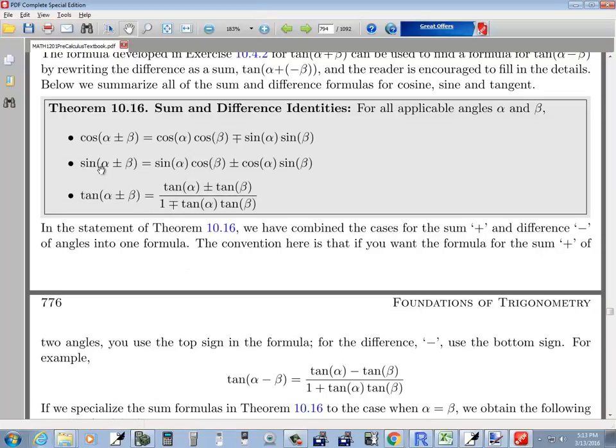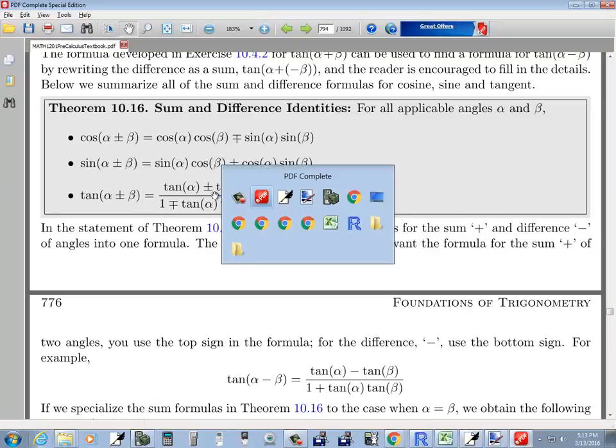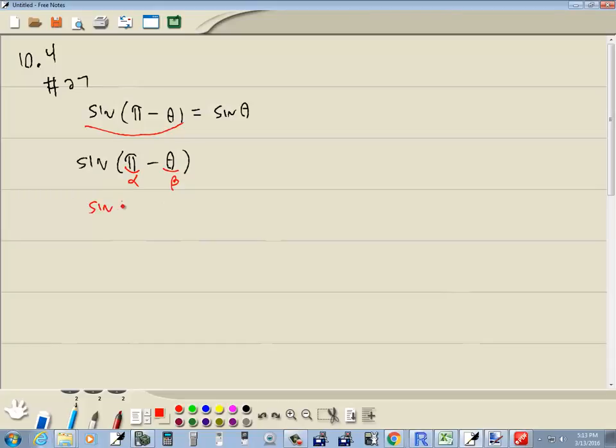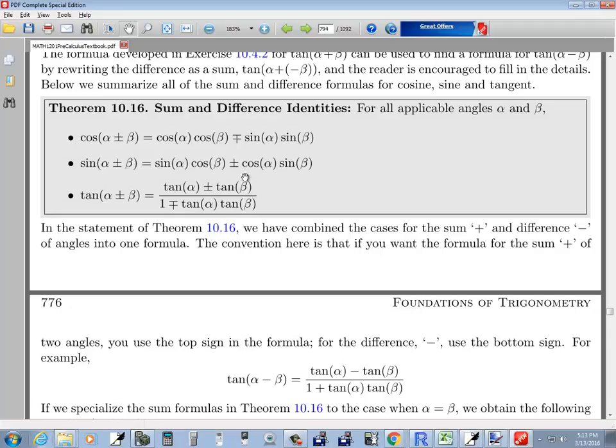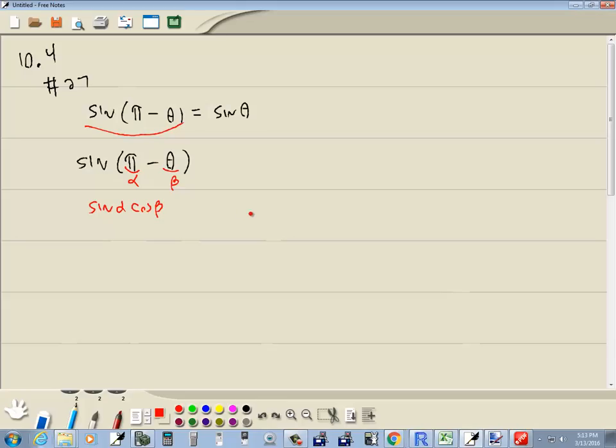And from my formula, sine of alpha minus beta is sine alpha cosine beta minus cosine alpha sine beta. So this becomes, I just plug in appropriate values, sine alpha, and alpha we said was pi, cosine of beta, and beta we said was theta, minus cosine alpha, alpha we said was pi, times sine beta, which we said was theta.